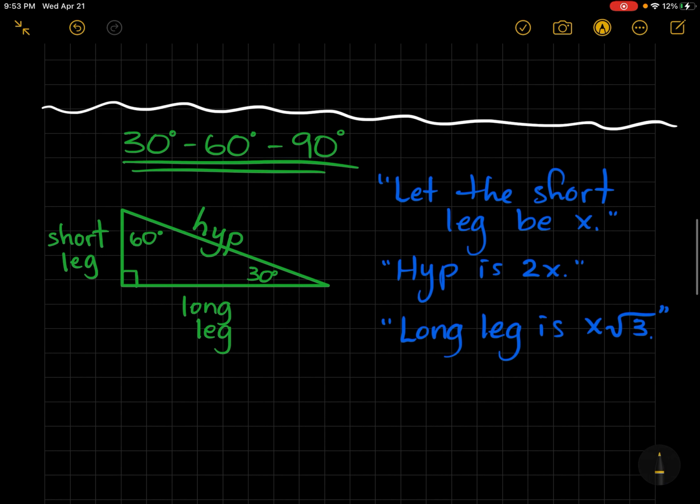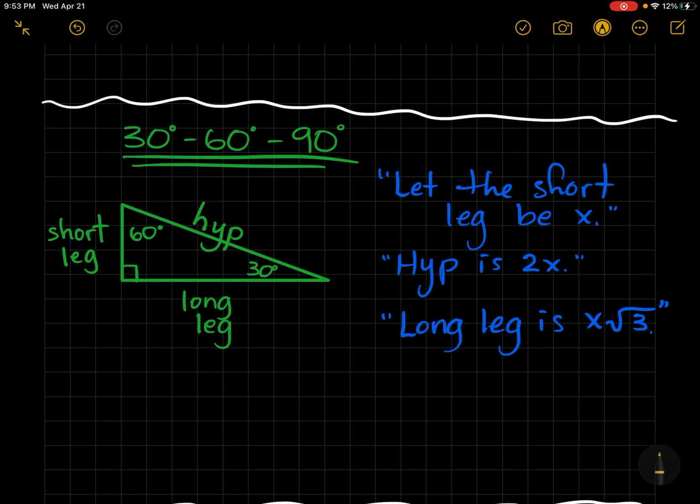Let's have a look at the 30, 60, 90 triangle. Has a few more parts. So if we let the short leg, and notice the two legs make the right angle, we always want to go through the short leg. Let that be x. And to go to the long leg, we multiply by radical 3. So that's x radical 3.